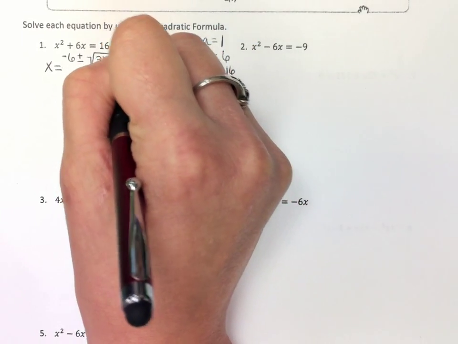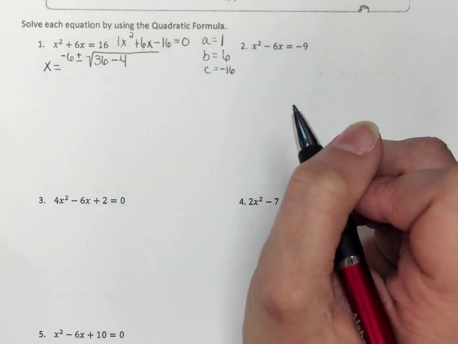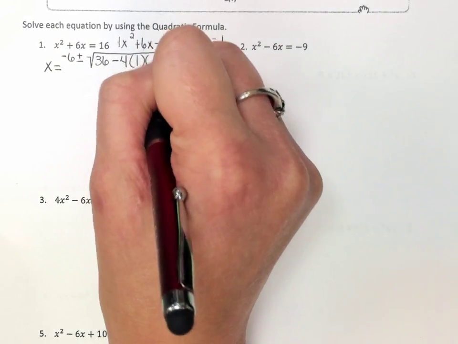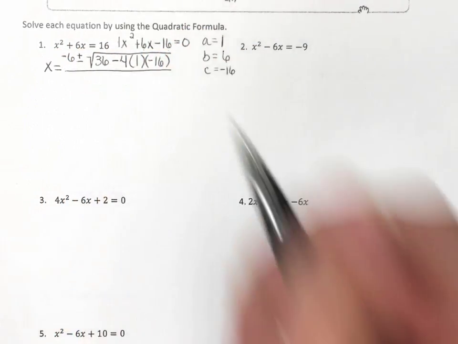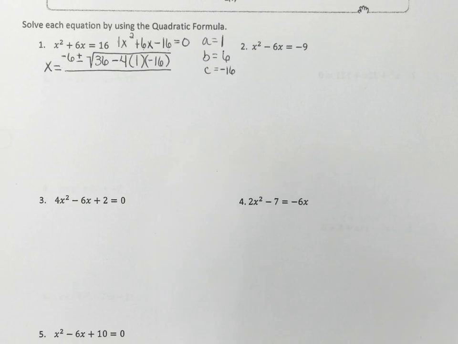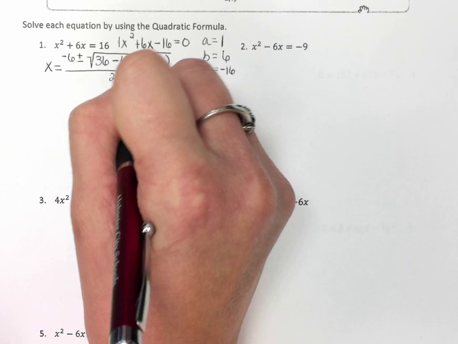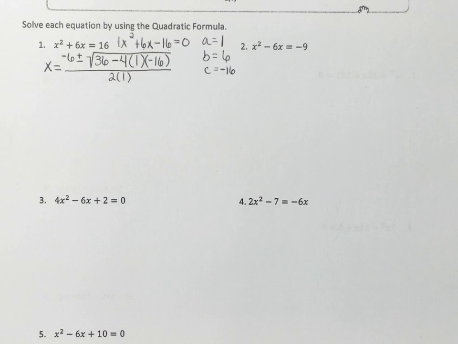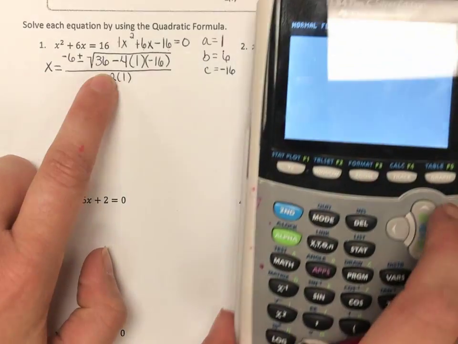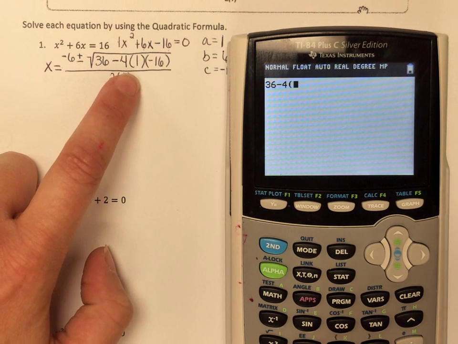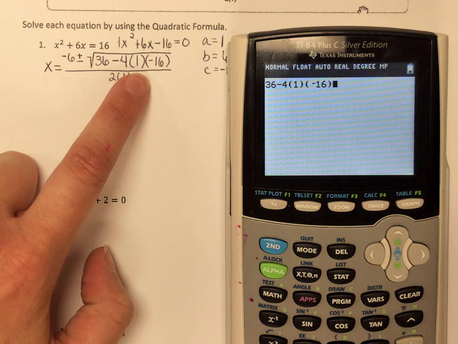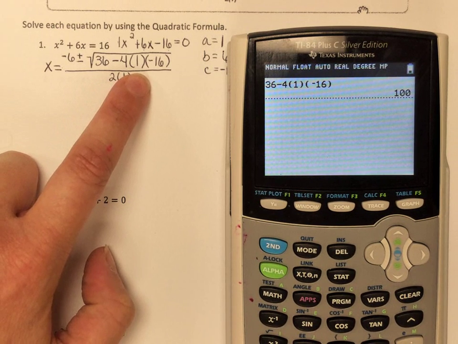All right, then minus 4 is in the formula, times A is times 1, times C is times negative 16. And all of that, the whole thing, guys, not just the square root, the whole thing is over 2 times A. So over 2 times 1. All right, you got your calculators ready? Let's type all of that in our calculator. 36 minus 4, parentheses 1, parentheses negative 16, and hit enter. What do you get? 100.